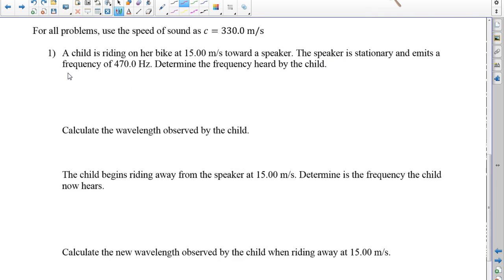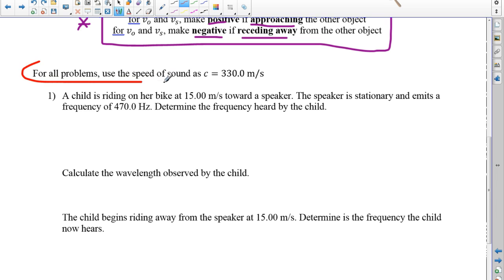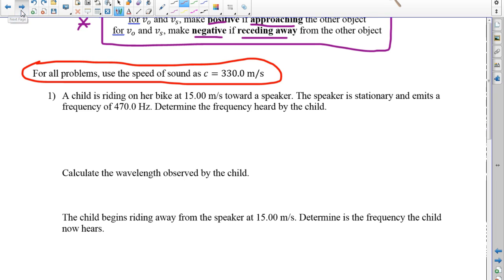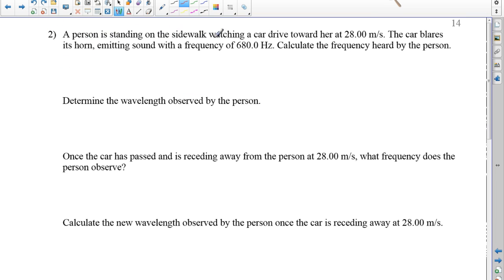And first I want to point out, it says for all of these problems the speed of sound is 330 meters per second. Let's try number 2. A person is standing on the sidewalk watching a car drive toward her at 28 meters per second. The car blares its horn, emitting sound waves with a frequency of 680 hertz. Find the frequency heard by the person. So she's standing. That implies that this person is not moving. So the observer speed is 0. She is the observer because she hears the waves.